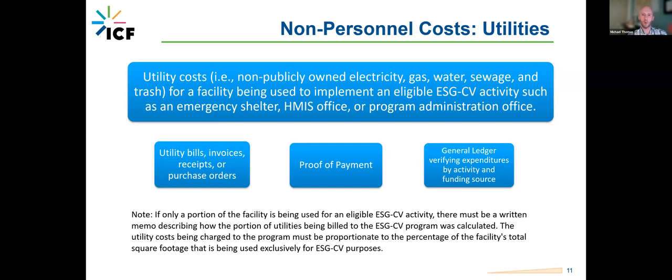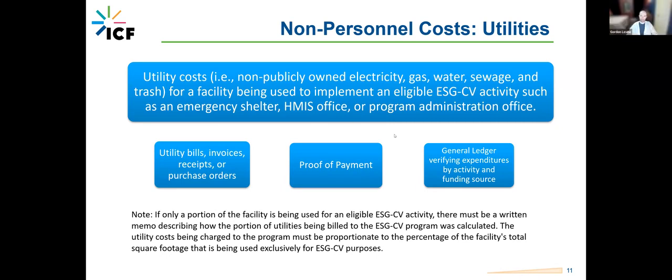Note here that if only a portion of the facility is being used for an eligible ESG activity, then you must have a written memo describing how the portion of utilities being billed to ESG was calculated. And the utility cost being charged to ESG must be proportionate to the percentage of the facility's total square footage that is being used exclusively for ESG. So much like if you're charging rent to your ESG grant, it's the same thing with utilities. If only a portion of the facility is being used for ESG, then the amount of the utilities being charged to the grant should be at that same proportion. Next slide, please.